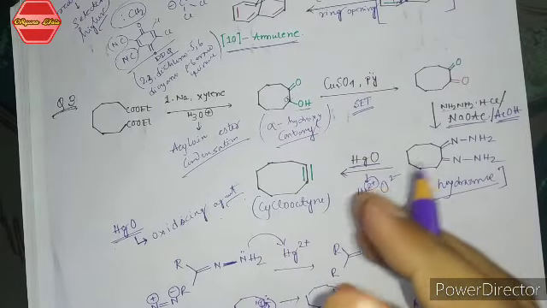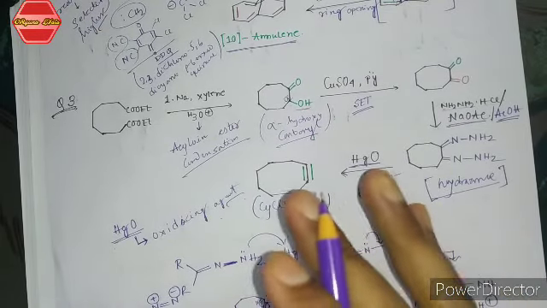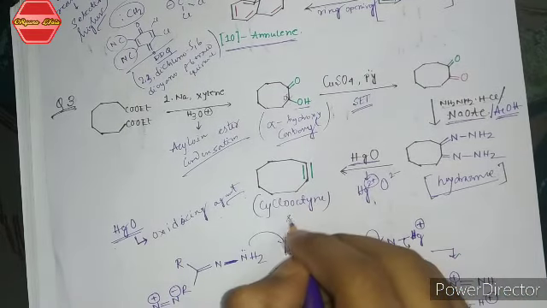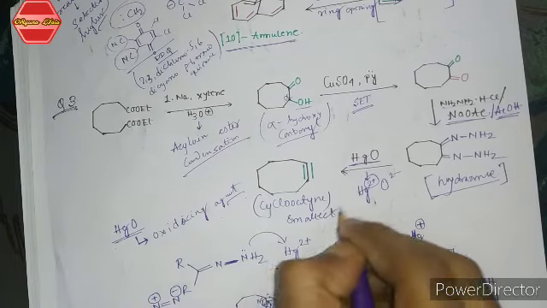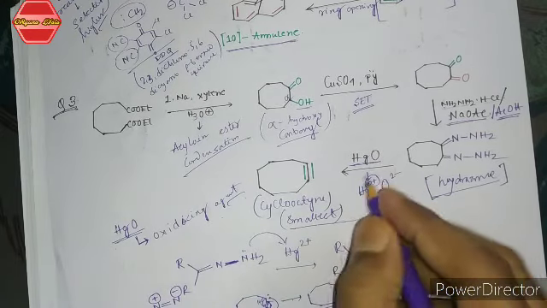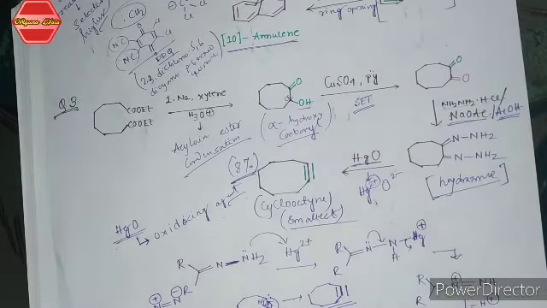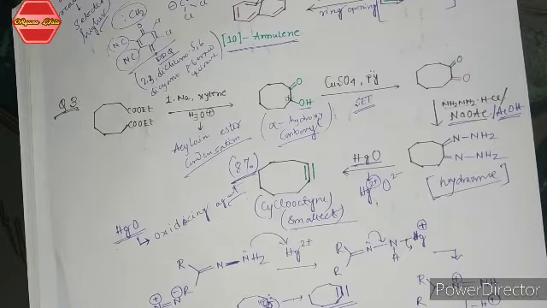That is called cyclooctyne. Now this cyclooctyne is one of the smallest cyclooctynes, and the yield of this reaction is very poor, near about 8%, but this is also a very important method for the formation of this cyclooctyne system. So this is your question number 3 over here.